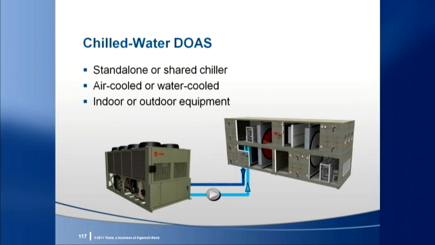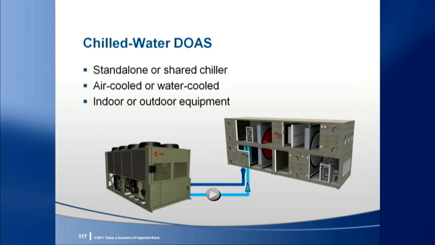Probably the most flexible type of dedicated outdoor air equipment is a water chiller or water-to-water heat pump connected to an air handler. In some cases, this might involve using a standalone chiller serving one or more dedicated outdoor air handlers, or the building might have a shared chiller plant that serves both the dedicated outdoor air handlers and the local cooling equipment, as might be the case with fan coils.